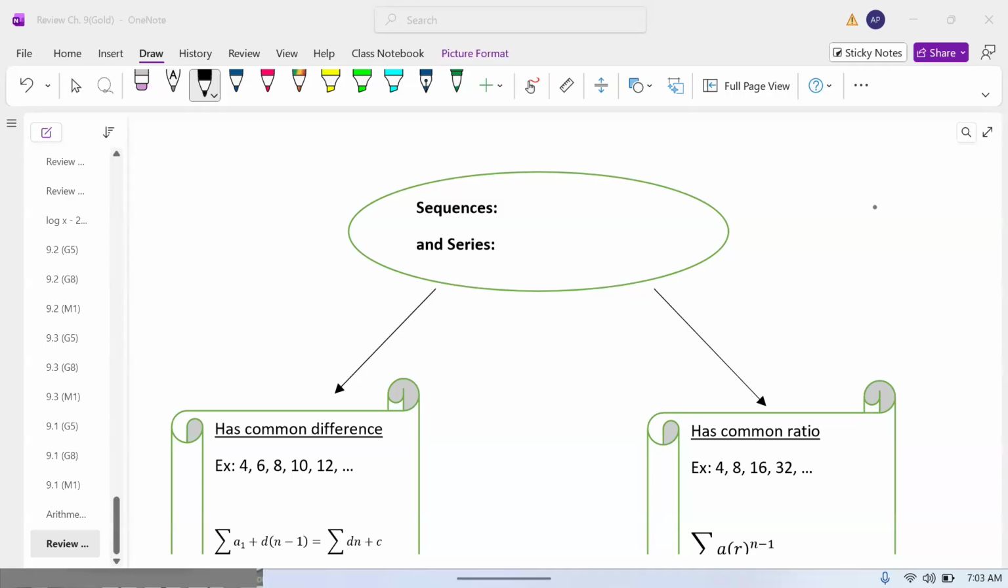Greetings, students. So today we are going to do a review over chapter 9. So we're going to have some review notes where I'll summarize the things that we've learned about sequences and series.